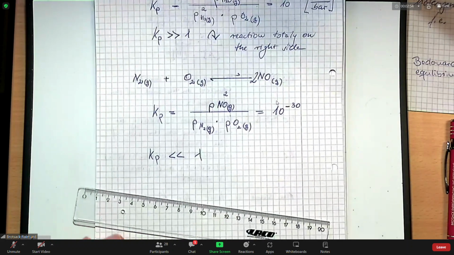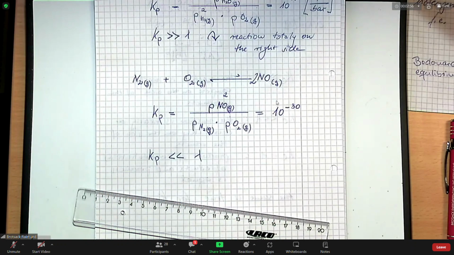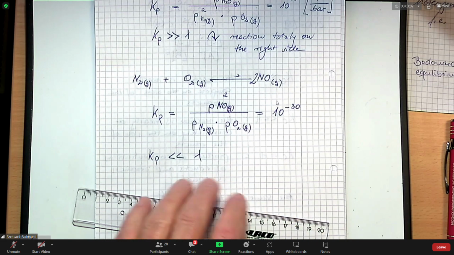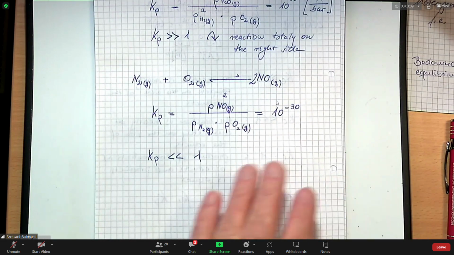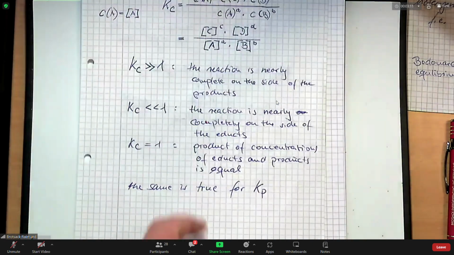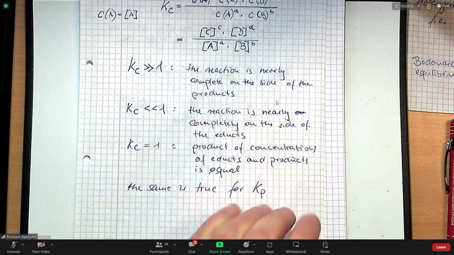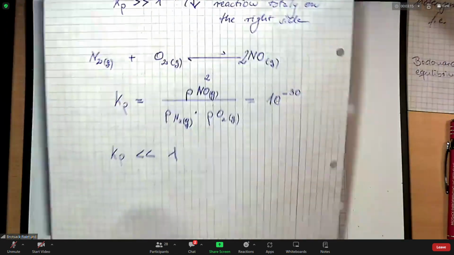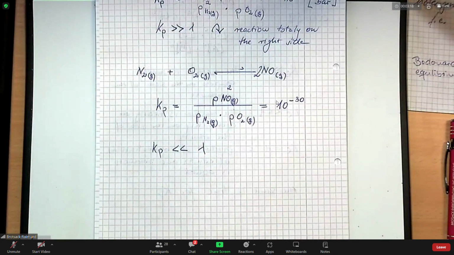So if we have to figure out whether the reaction is totally on the right or on the left, of course, we have to look into the literature and find out the Kp for a gaseous reaction, or the Kc when we talk about concentrations. And then we can qualitatively say, okay, it's totally on the right, totally on the left, or in the middle.